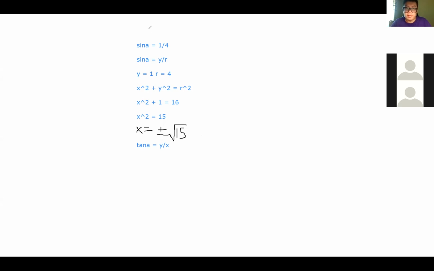Now if we want to solve for tan of a, it covered the writing, but it'll show up once I exit out. So remember, x is equal to plus minus square root 15. I will just write it out as well. So we just substitute the value of y and the value of x. So this will be equal to 1 over plus minus square root 15.